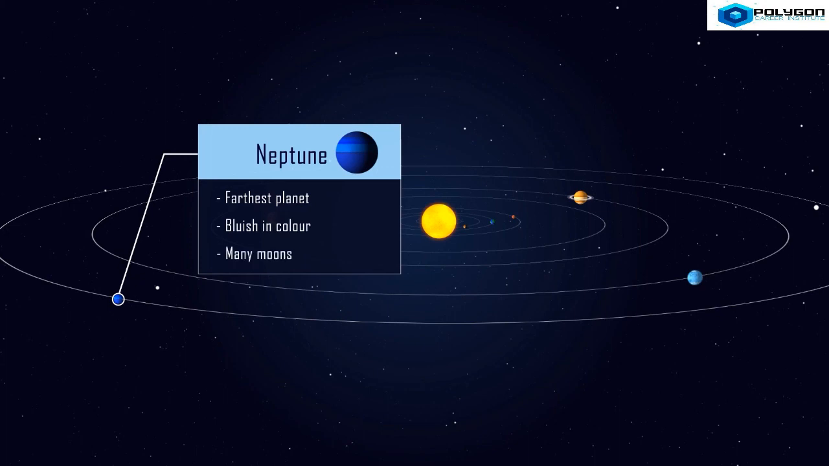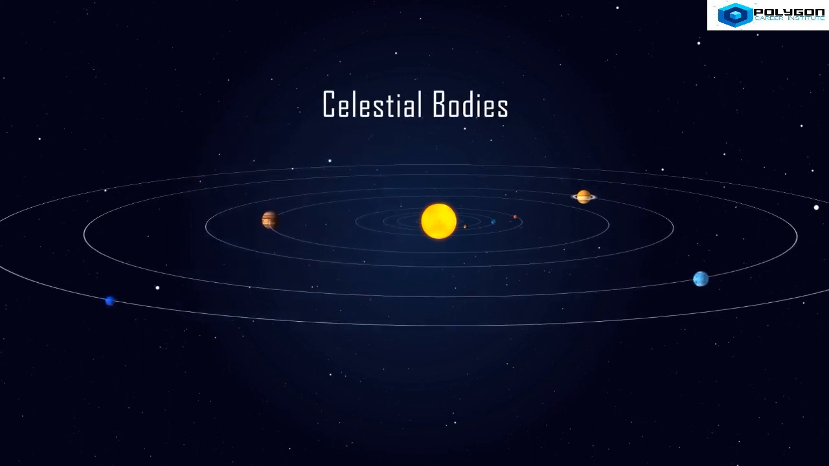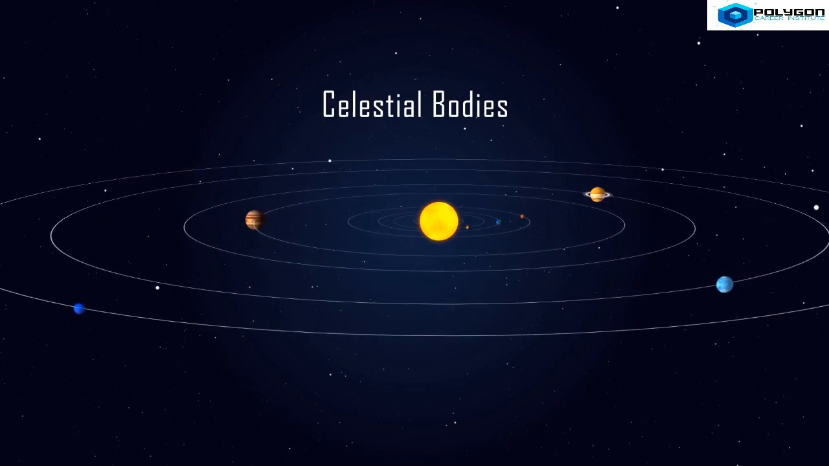That's all we need to know about the planets for now. We shall talk about the other types of celestial bodies in our solar system in the next lesson.